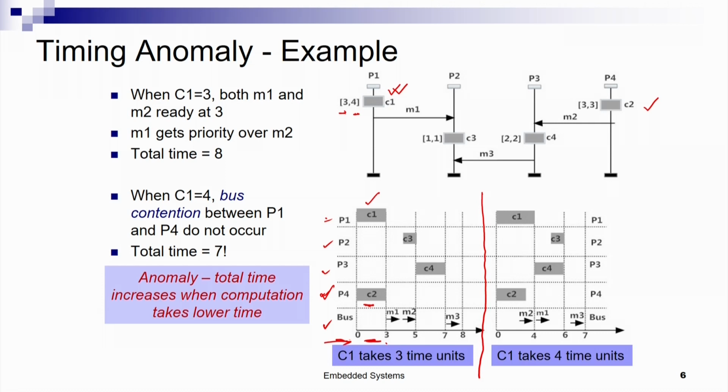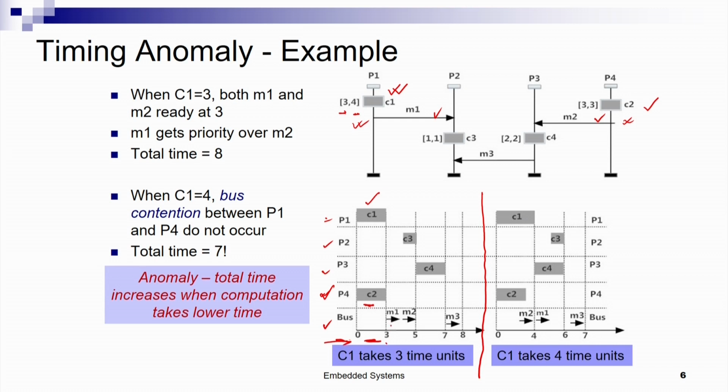Now, at time 3 both messages M1 and M2 are ready and they are sent one after another. Because M1 is from processing element P1, it has higher priority than M2, which is on processing element P4.